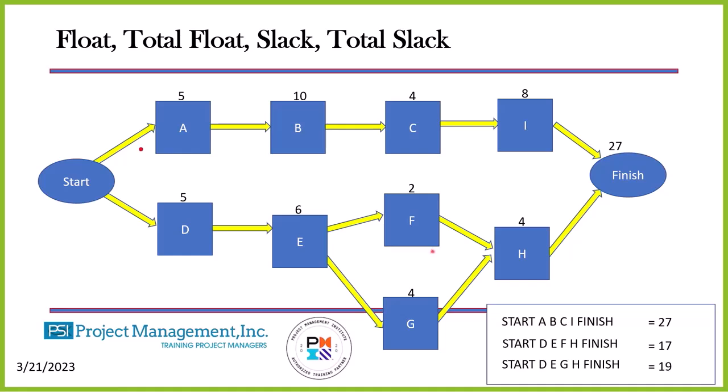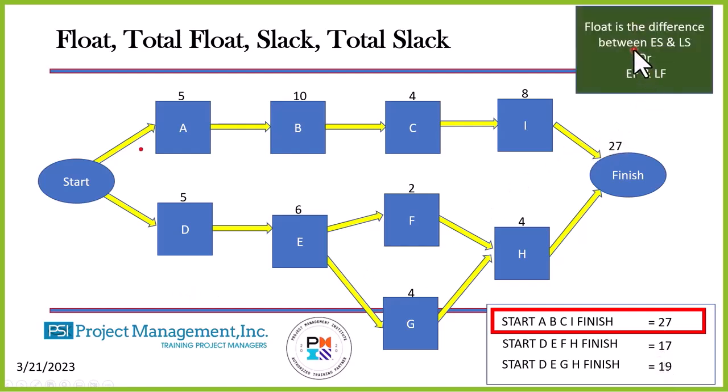We have determined that start, A, B, C, I, finish is the critical path. Remember, we went through each path, identified it, we added up the durations for each path. That gave us the duration estimates that we see right here. Float is the difference between the early start and late start, or early finish and late finish. Either one of those will give us the float. Our early start of A is 1. Our early finish is 5. Add the duration, subtract 1.